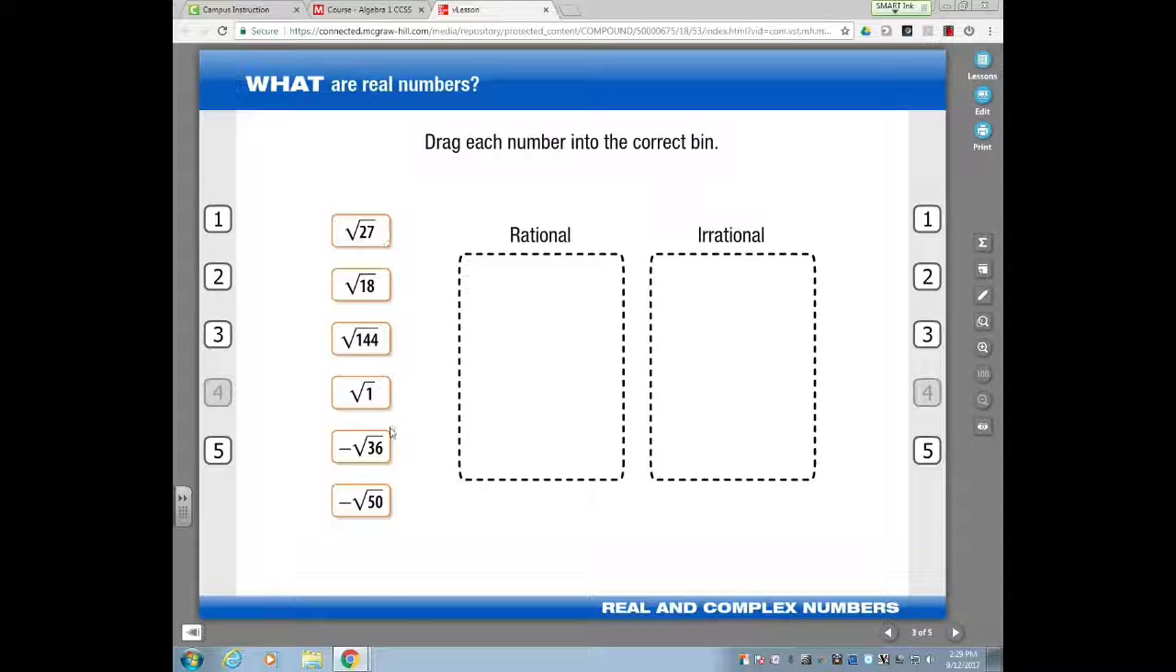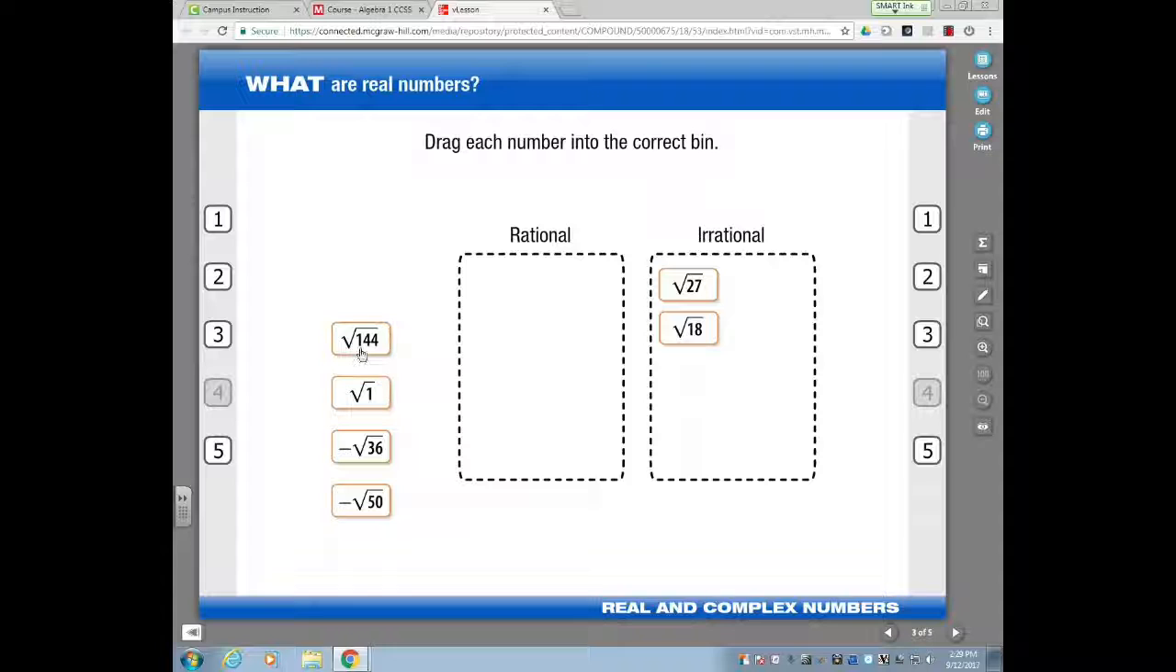So here are some examples, and we're going to sort them. Drag each number into the correct bin. The square root of 27 cannot be simplified, so therefore it will become irrational. If I type the square root of 27 into my calculator, it does not give me anything but a decimal. The square root of 18 is not a perfect square, so therefore it will be considered irrational.